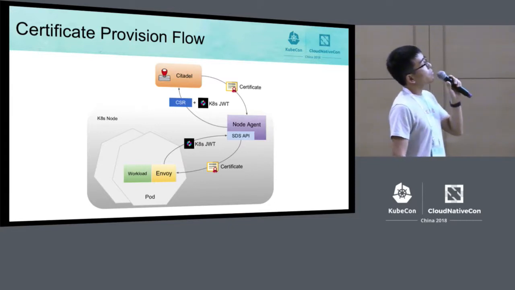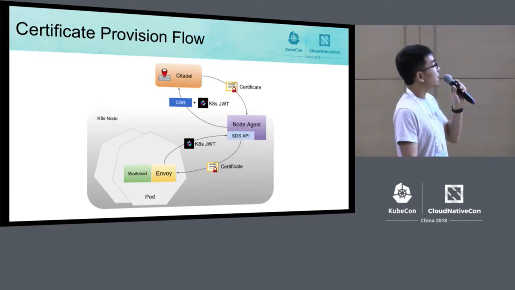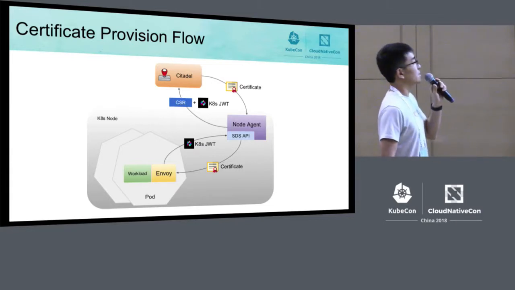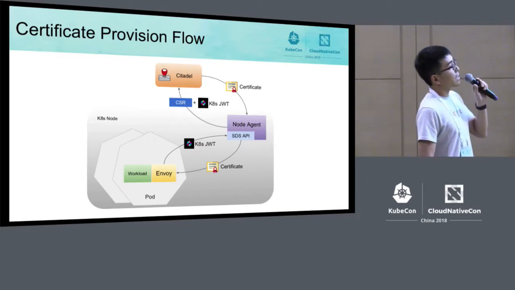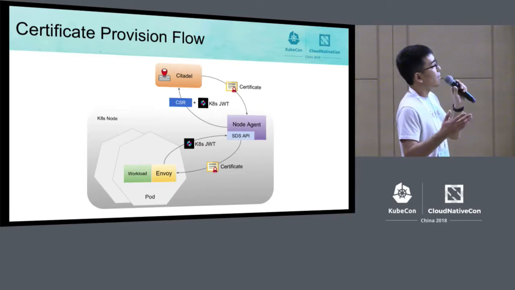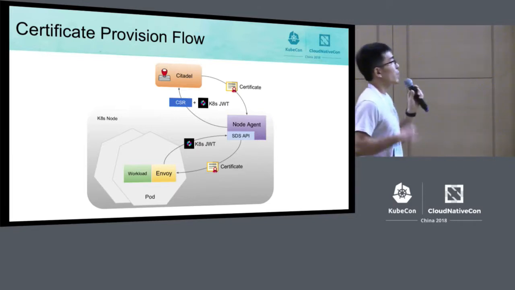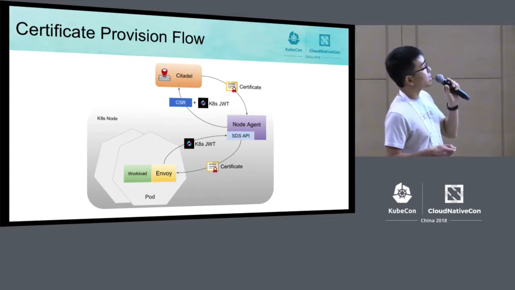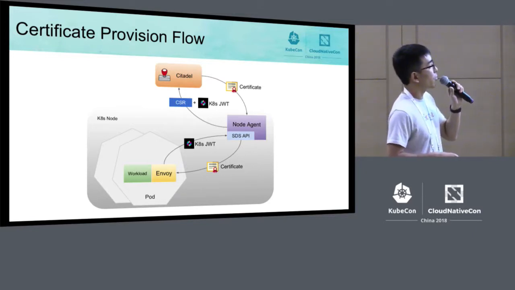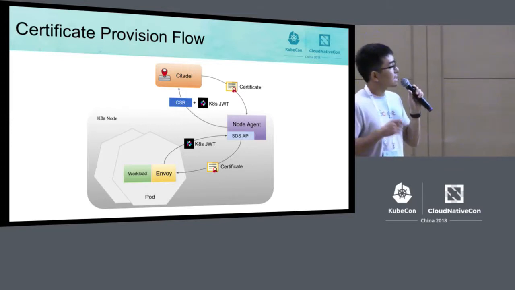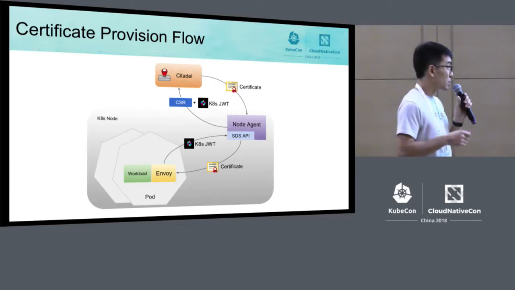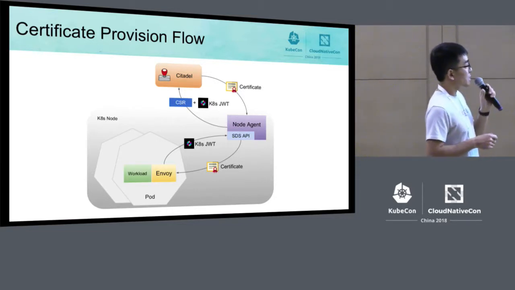In this way, Citadel is able to directly authenticate the workload's service account from the Kubernetes JWT. After the authentication, it will check if this service account is allowed to get a certificate. If so, it will issue a certificate to the node agent, and the node agent will forward that certificate to Envoy. Notice that the SDS API between this pod and the node agent is through UDS, so it's secure.